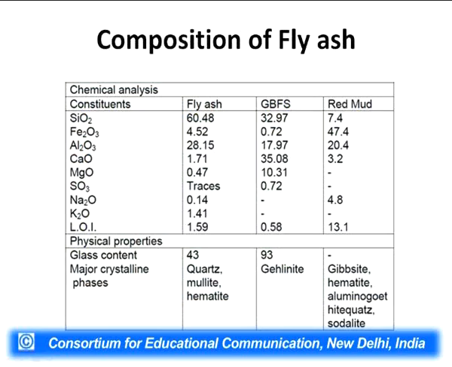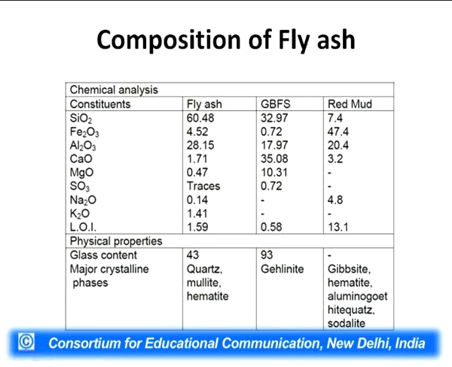Now, furthermore, this fly ash composition is compared with the red mud. How are the components different from the red mud? We can see silica is significantly higher in case of fly ash than that of red mud.